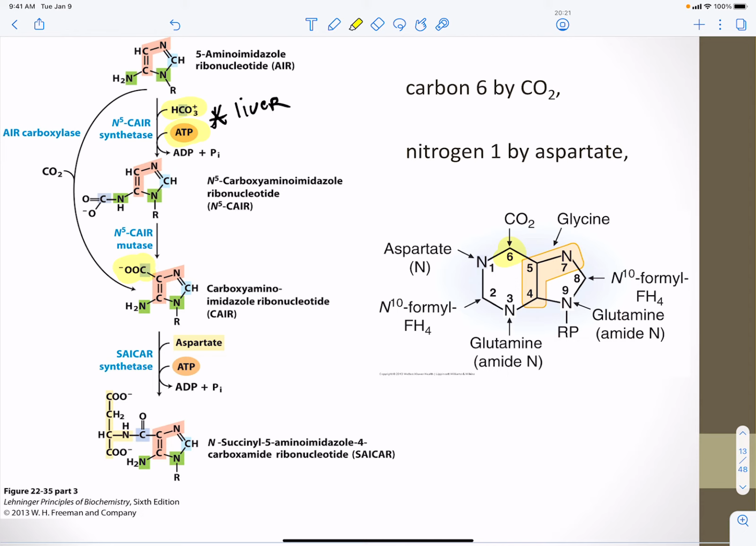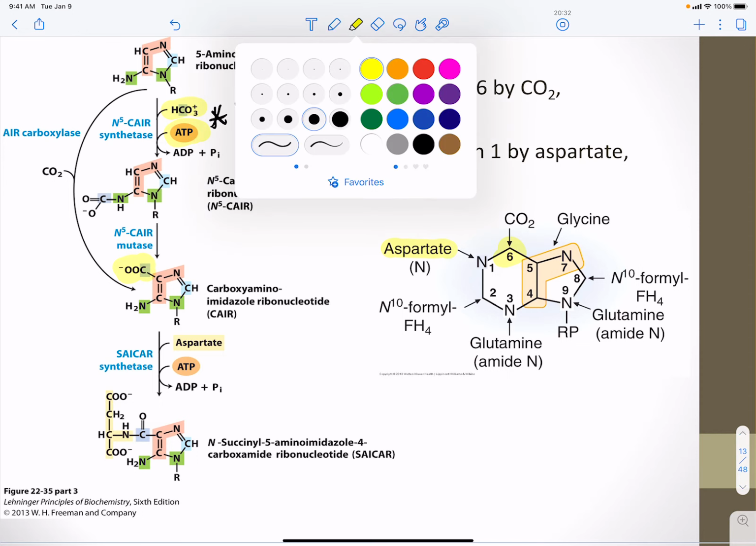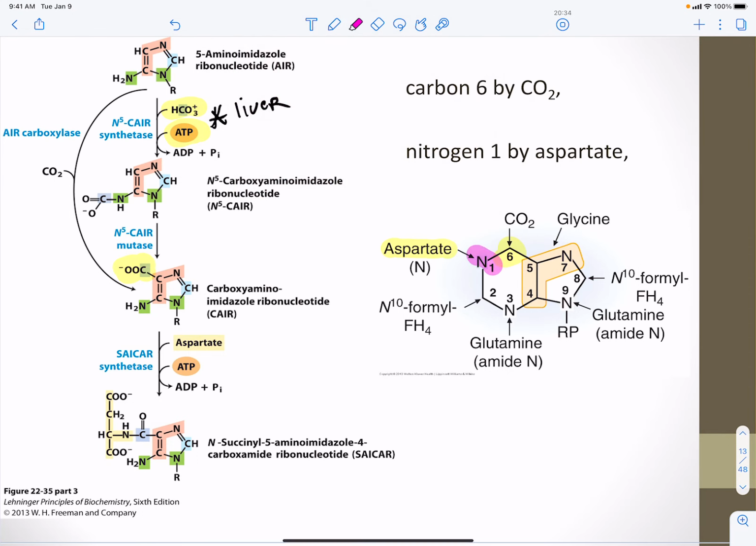After that carbon's added, the next step is going to be aspartate. So aspartate is going to come in and donate a nitrogen to this nitrogen 1 position. So color that pink. And so again, this is going to require ATP, and then you're going to get that nitrogen that's going to be added to that carbon that came from that bicarbonate. And that is going to be by another synthetase, which is named for the product, the N-succinyl-5-aminoimidazole-4-carboxamide ribonucleotide.